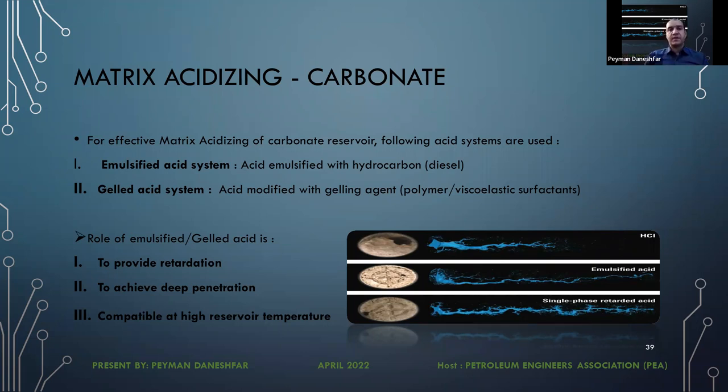But you can see that it provides retardation, to retard the reactions. To achieve deep penetration, we want to inject the acid deeper into the formation. And it is compatible at high temperature. Again, at high temperature, the HCl acid reaction will increase. So because of this, we should control the reaction, and we use these two types of acid system, emulsified acid and gel acid system.